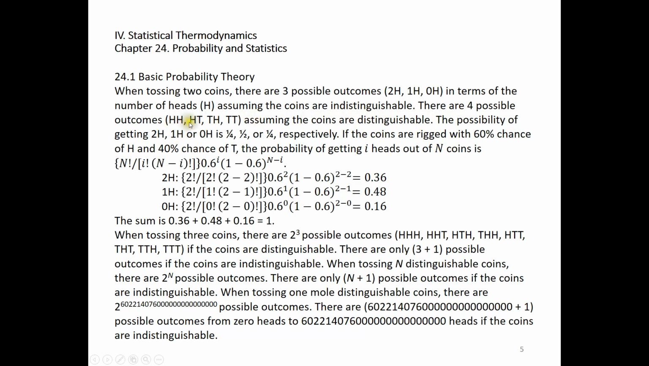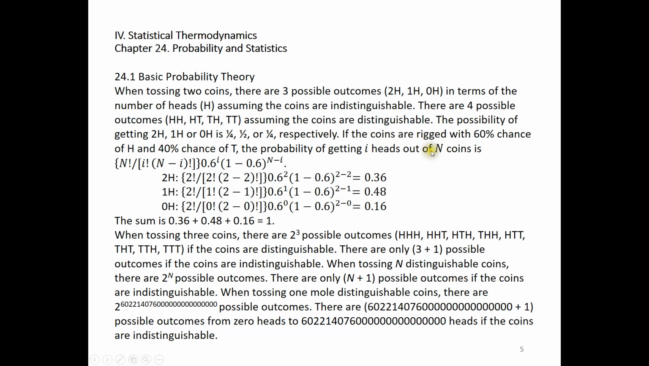You get heads heads, heads tails, tails heads, tails tails. All right. And the probability is, it depends. It's 25% here, 25% here, 25% here, and 25% here. But if my question is about the probability of getting 2 heads, 1 head, 0 heads, it's just 25, 50, and 25%.